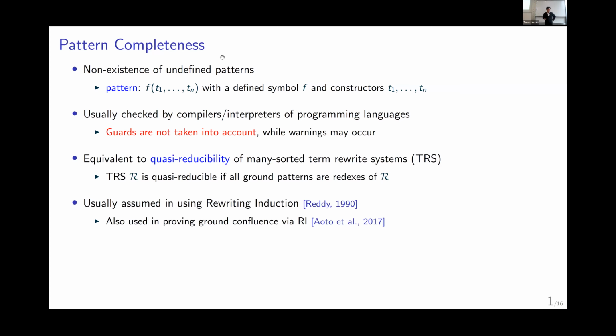Then I go to the world of term rewriting. Pattern completeness is equivalent to quasi-reducibility of many-sorted term rewriting systems, and the definition is the same: there is no undefined pattern, so all ground patterns are reducible in the system. This property is usually assumed in using rewriting induction for equivalence verification, and also used for improving ground confluence, because the proof of ground confluence uses rewriting induction.